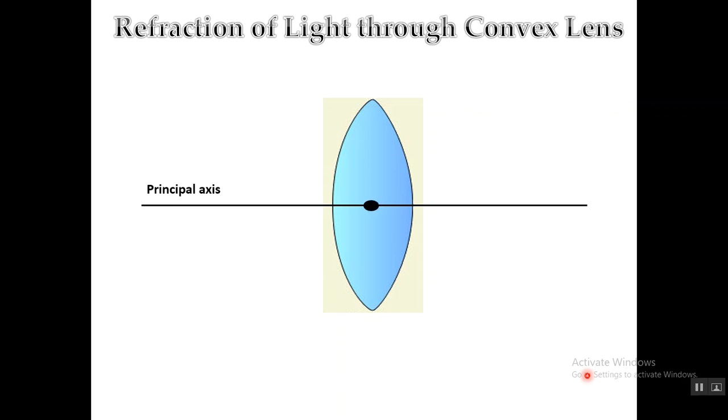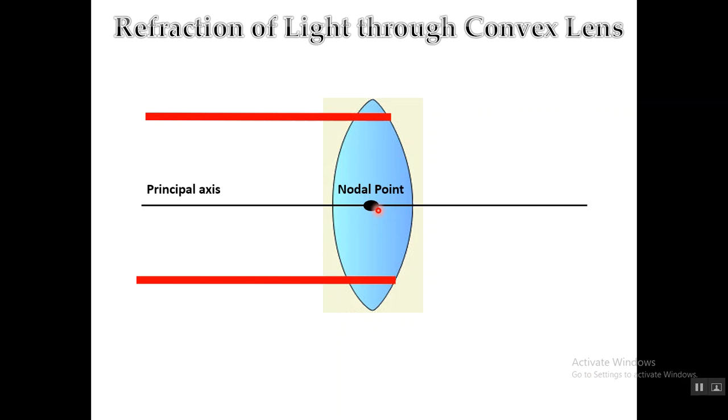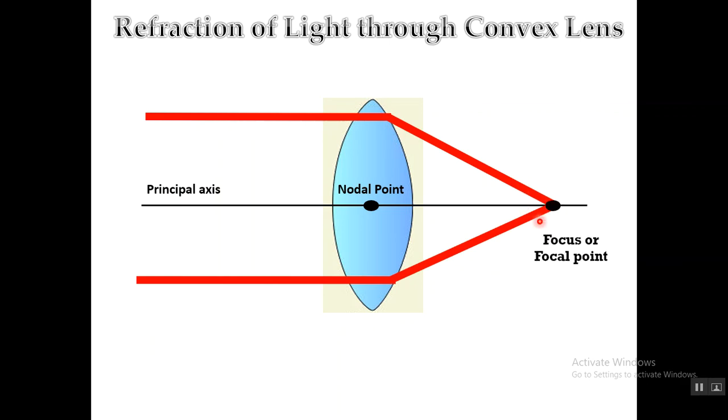We have number one, the principal axis. This is the nodal point, and these are the parallel rays of the light. When the light passes through a convex lens, it will converge to a point behind the lens called the focus or focal point. And this is a point present in the lens called the nodal point. Any light passing through the nodal point will pass without refraction.